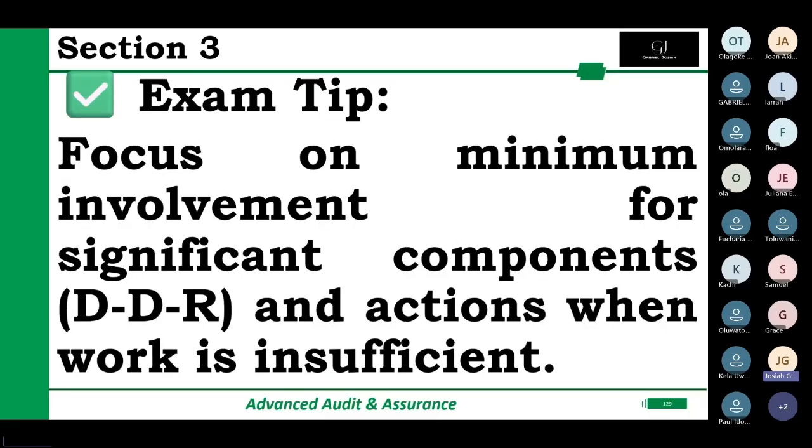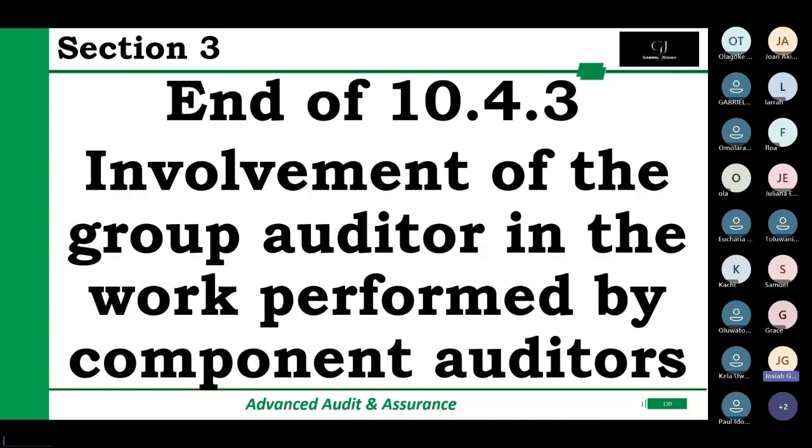So, exam tip around this: the group auditor needs to focus on minimum involvement for significant components based on risks. So he needs to decide and also review, and take actions to provide additional work where he finds the component's job insufficient. So this should be your focus around the involvement of the group auditor in the work performed by component auditors. All right. Any question?